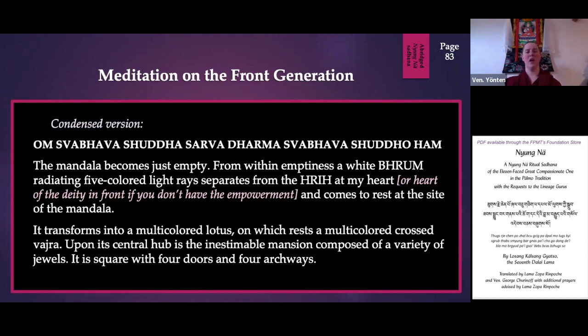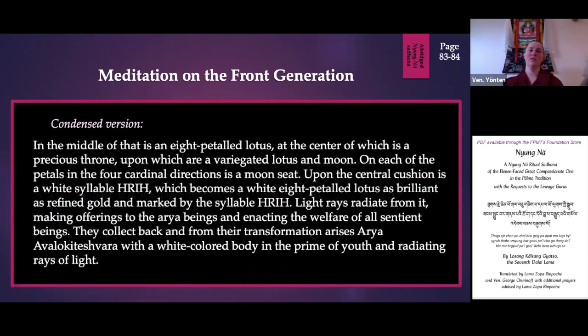Upon its central hub is the inestimable mansion composed of a variety of jewels. It is square with 4 doors and 4 archways. In the middle of that is an 8-petaled lotus, at the center of which is a precious throne, upon which are a variegated lotus and moon. On each of the petals of the 4 directions is a moon seat.